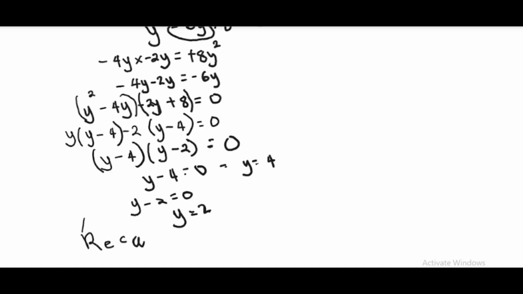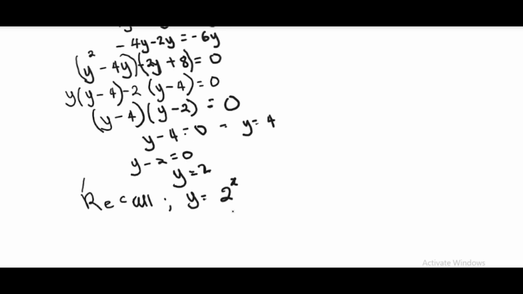Recall that we said let y be equal to 2 raised to the power of x. Do you remember that? For us to be able to find our x, we were going to be using the two values for y. That means we will have two values for x. So when y is 2, we will have that 2 raised to the power of 1 is equal to 2 raised to the power of x. What are we looking for? We're looking for x. The bases are the same, they will cancel out, and then our x is equal to 1.